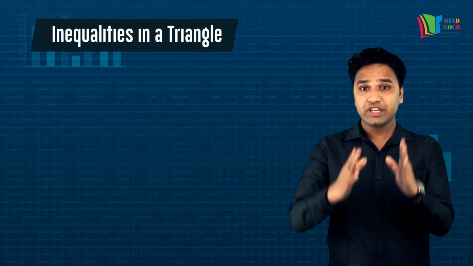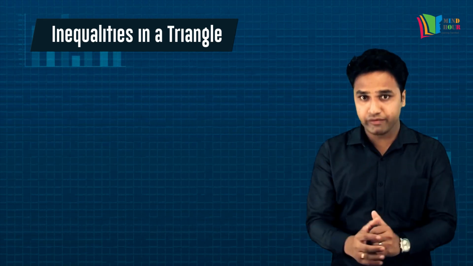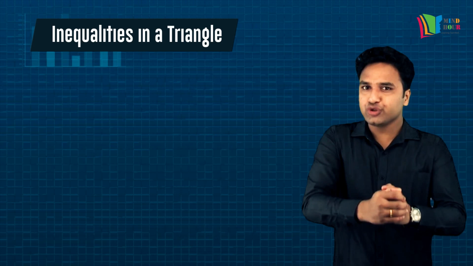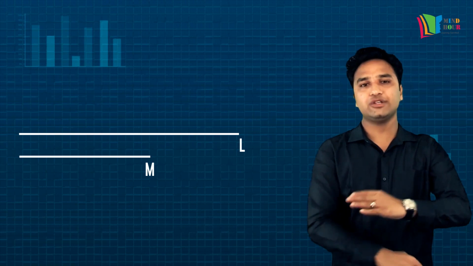Till now, we have been talking about the equality of sides and angles. However, do you think there is a need to talk about unequal things? Well, yes. This is because at times we need to compare two things. For example, line L is longer as compared to line M. Do you think there is any relation between unequal sides and unequal angles of a triangle?